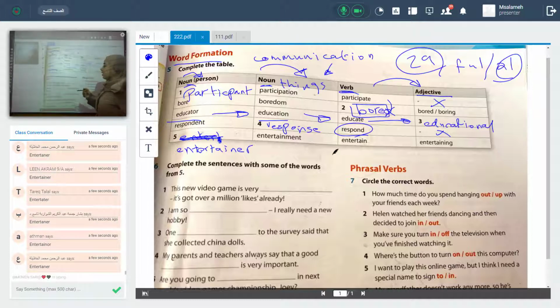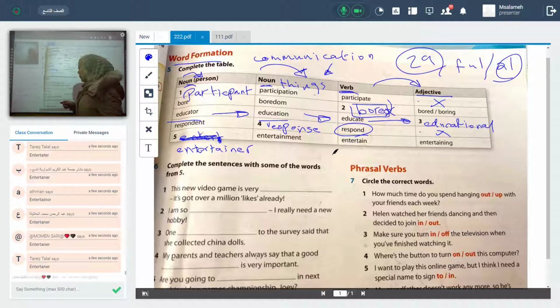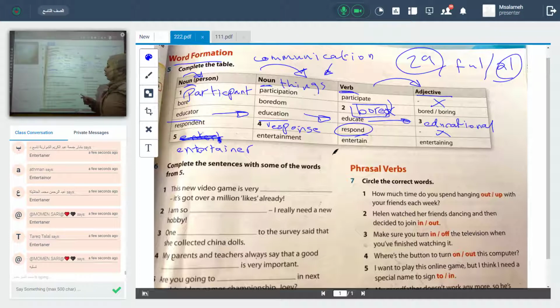هذا بنسميه الشخص الممتع اللي بيعمل أجواء. Entertain اللي هي يتسلى، أو يعني فعل منها. وEntertaining اللي هي مسلي, the adjective of entertainer. Yes, entertaining. Excellent. مصرفنا كيف الword formation، كتير مهم هذا خاصة للفاينل إكزام.